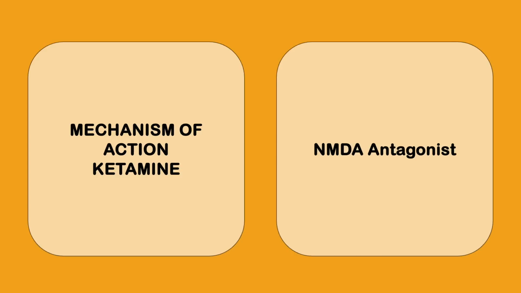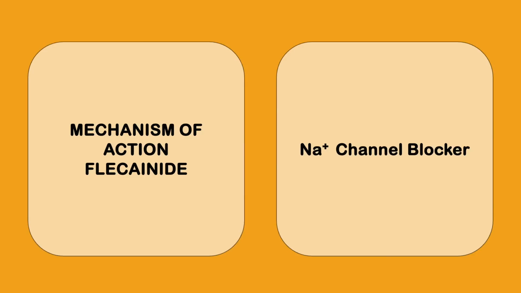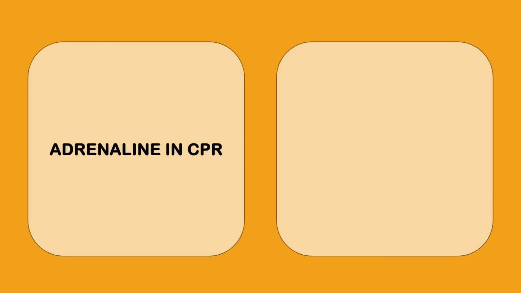Mechanism of action of ketamine. It is an NMDA antagonist. Mechanism of action of flecainide. It is a class 1C drug, and it is a sodium channel blocker.